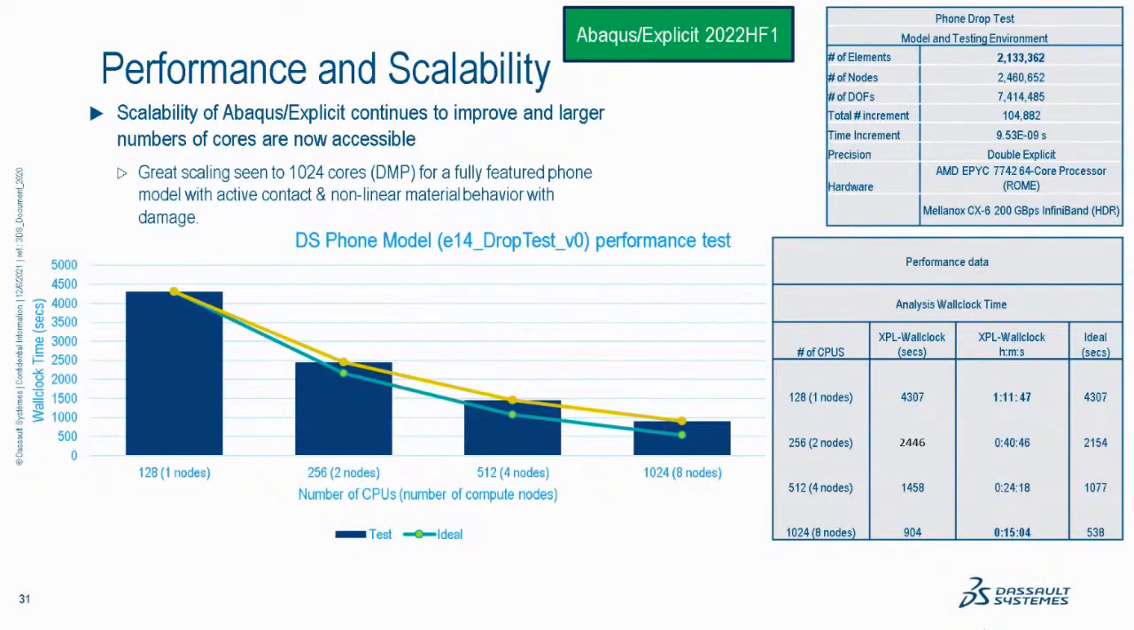And again, you can see that the wall clock time reductions are quite significant: an hour per run down to 15 minutes per run. So in the same amount of time, that means you can evaluate 4 design alternatives as opposed to 1, for example.